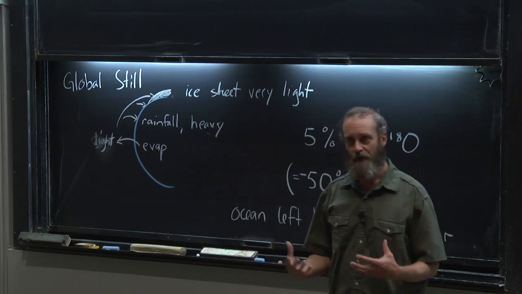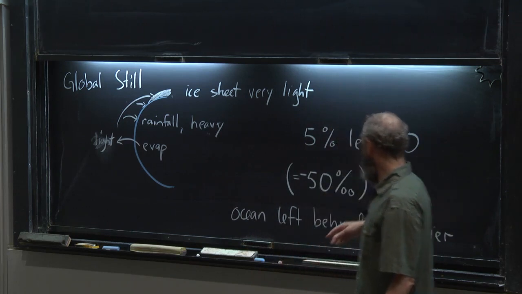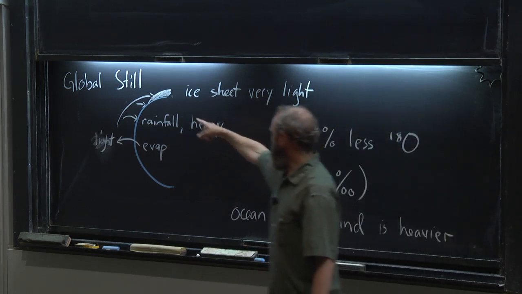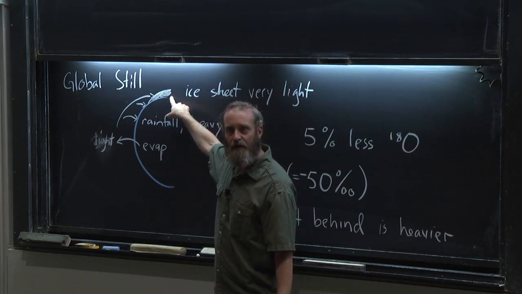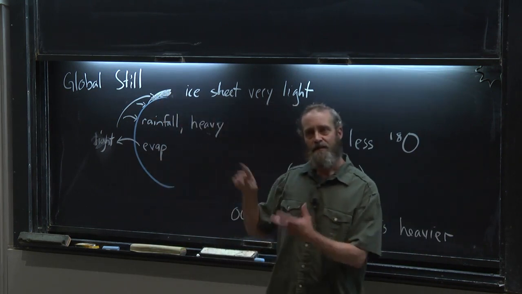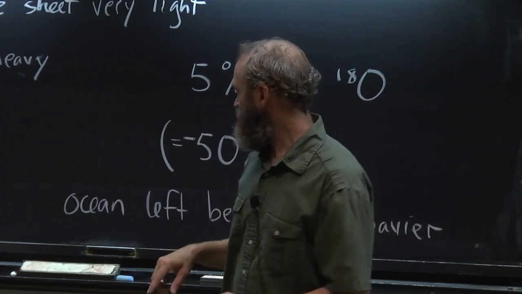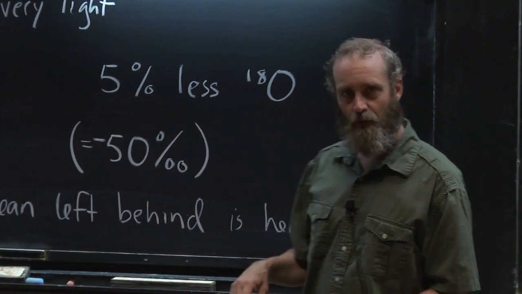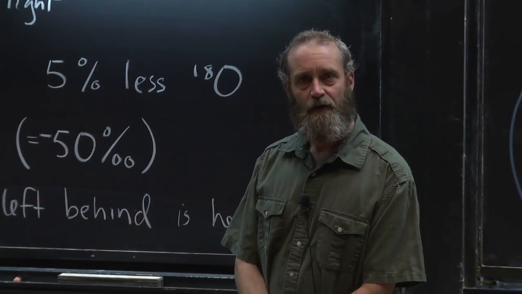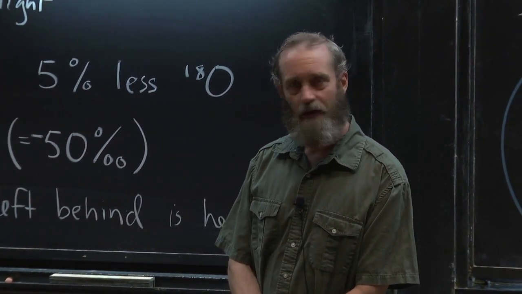which starts out at 0 per mil. And then when you take enough water out of the oceans to make this isotopically light ice sheet, the water that's left behind is a little bit enriched. So it turns out that the ocean can be about 1 or 2 per mil heavier during a time when there's a lot of ice on the Earth.